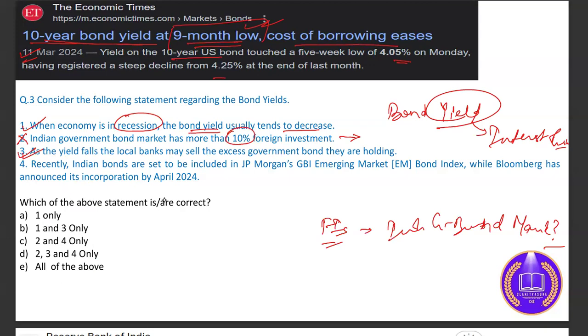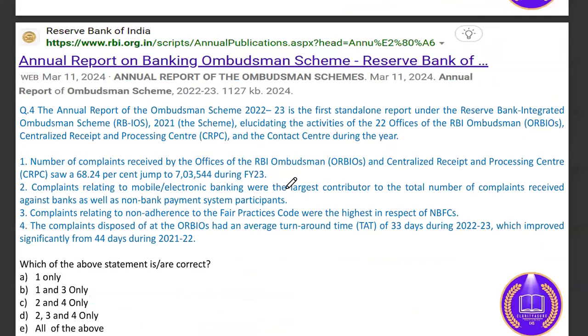What happened recently? Indian bonds are said to be included in JP Morgan's bond index, while Bloomberg has announced its inclusion in April 2024. No, it's 2025 actually. So statement 4 is also incorrect. By this, statements 1 and 3 are correct, so option D would be correct. All right, let's move to another question.